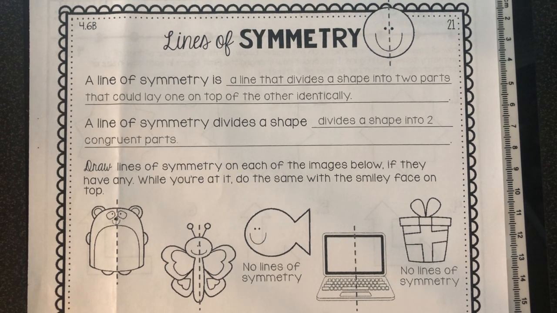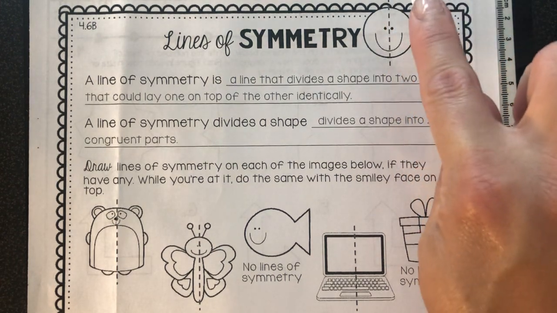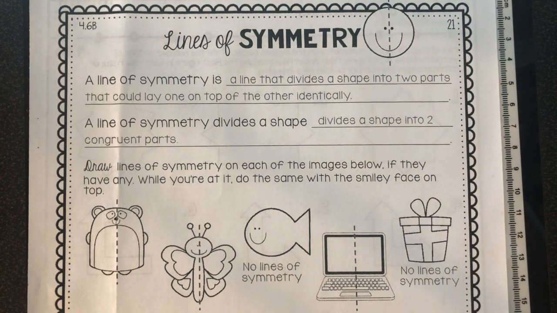A line of symmetry can be defined as a line that divides a shape into two parts that could lay one on top of the other identically. That means that if I folded this smiley face on that line, when I folded them on top of each other, the opposite sides would match each other exactly.